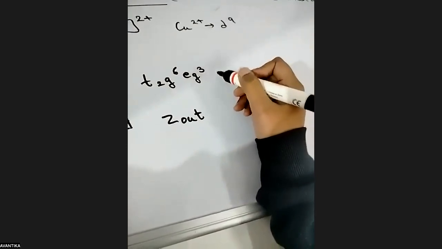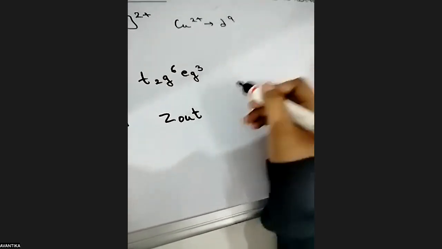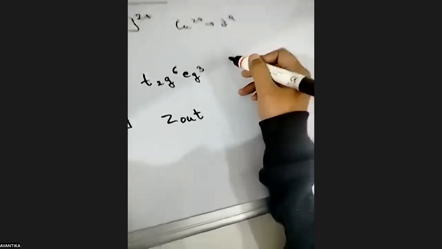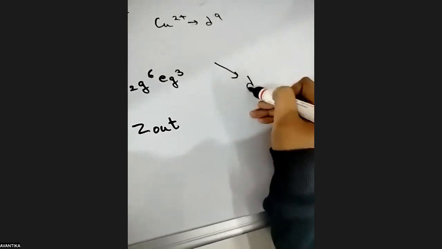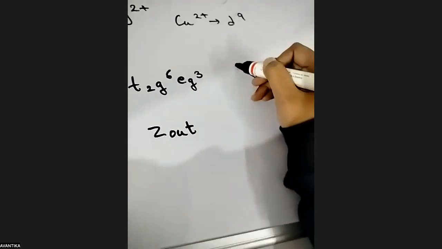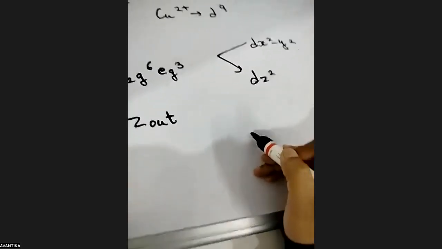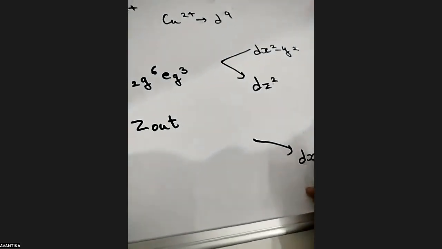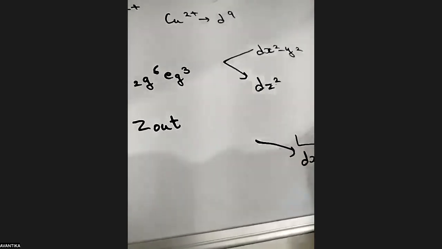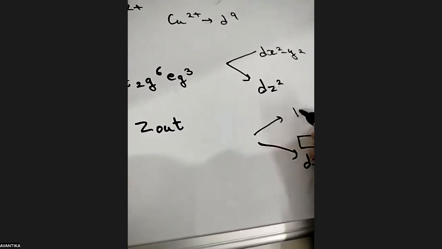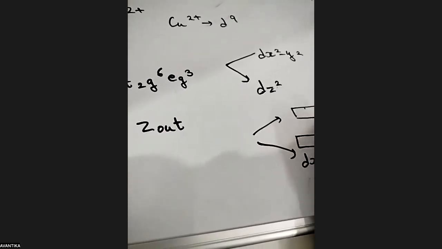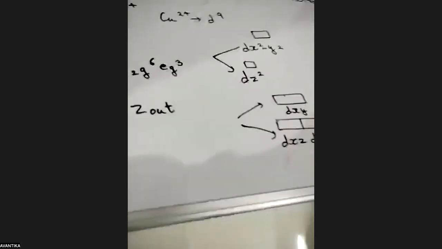Z-out JTD will occur, and in Z-out JTD, if we split these orbitals further, the energy of the dz square orbital will be decreased, and there are dx square minus y square, then dxz and dyz orbitals, and here the dxy orbital. So this is the JTD.